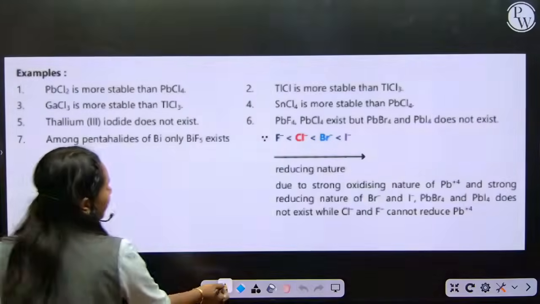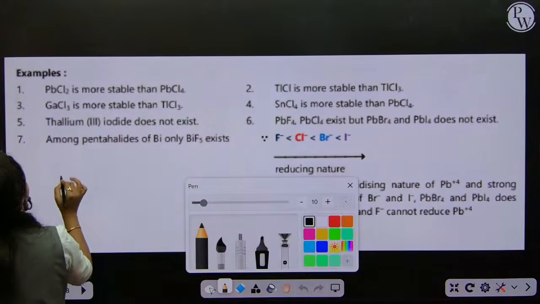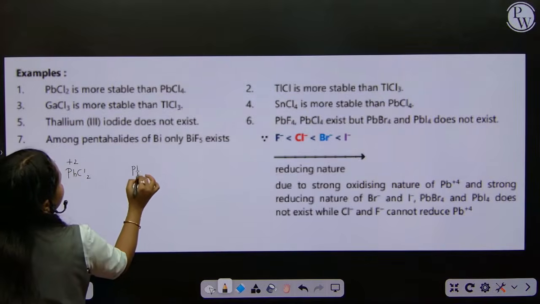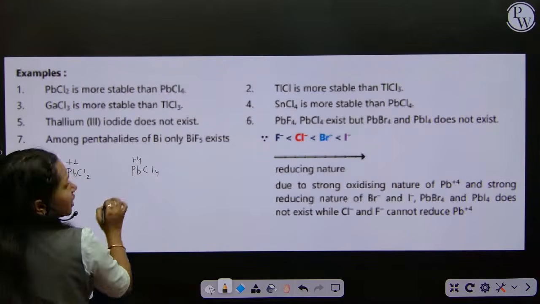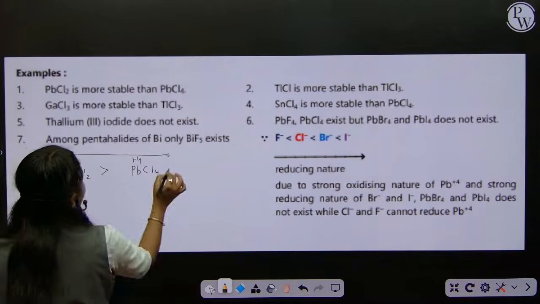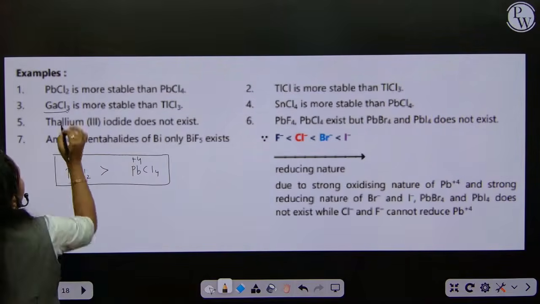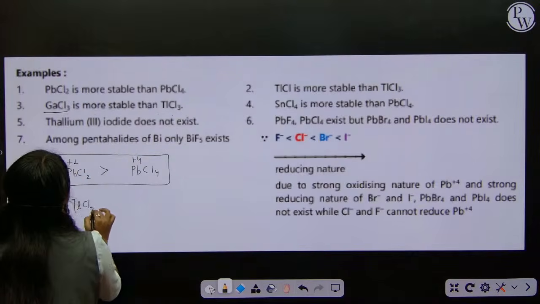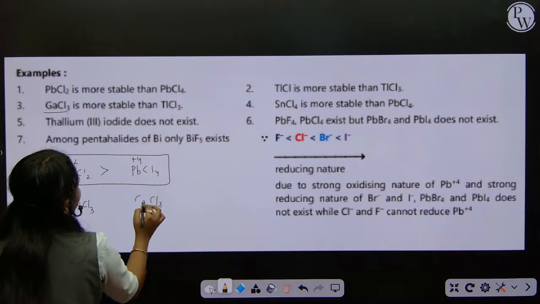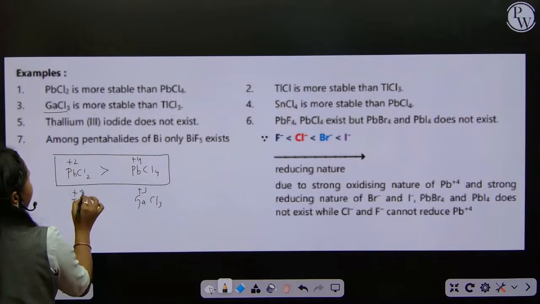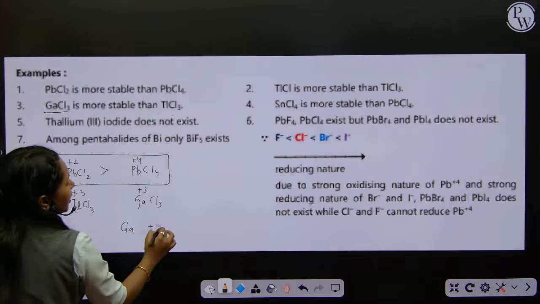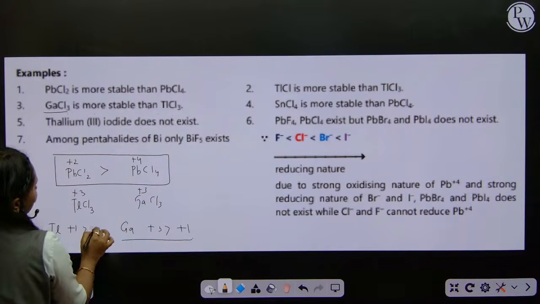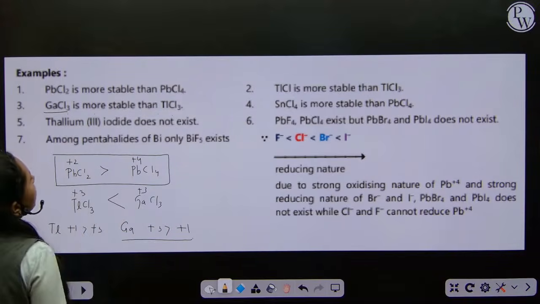If you see PbCl2 +2 and PbCl4 +4, they can ask which one is more stable. Stability is more for PbCl2. Again, GaCl3 and TlCl3. We know that for gallium +3 is more stable than +1, and for thallium +1 is more stable. So GaCl3 is the correct one, right?